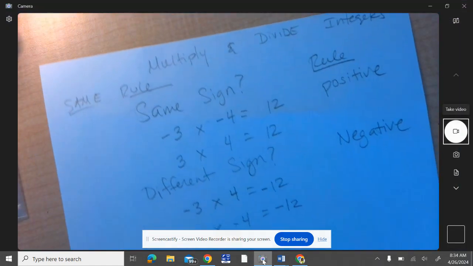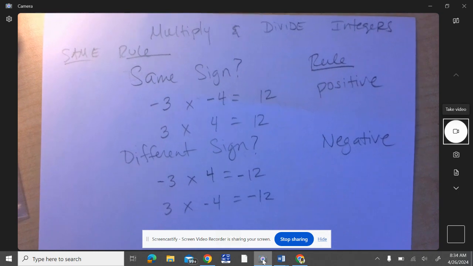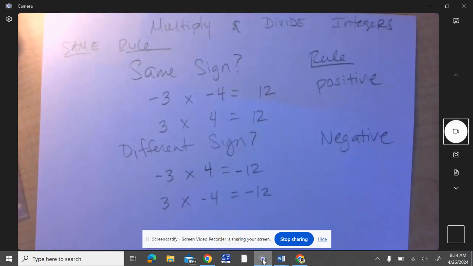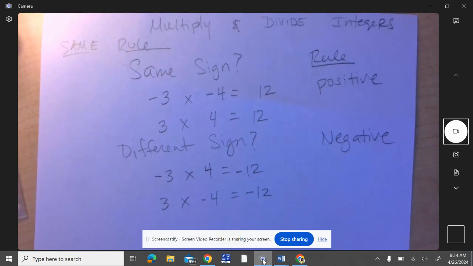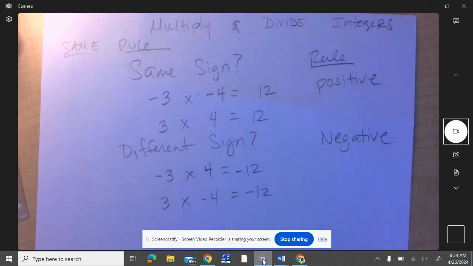Multiplying and dividing has the same rule. If you have the same sign, the answer is going to be positive. If you have different signs, the answer is going to be negative. So look at the examples. You have a negative 3 times a negative 4. That's going to be a positive answer, which seems super weird. Positive times a positive obviously is a positive. You learned that in third grade.